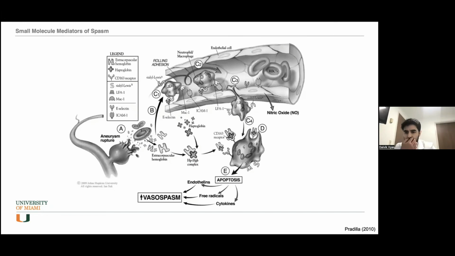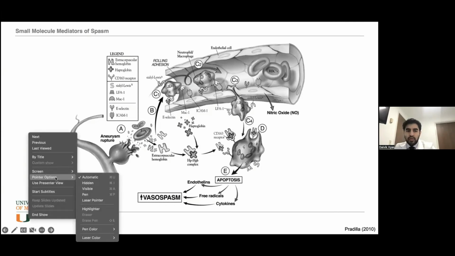So here's a description from Judy Wang's group out of Johns Hopkins that shows the process that I just described, both in terms of what happens within the blood vessel wall as well as within the subarachnoid space and with blood vessels.